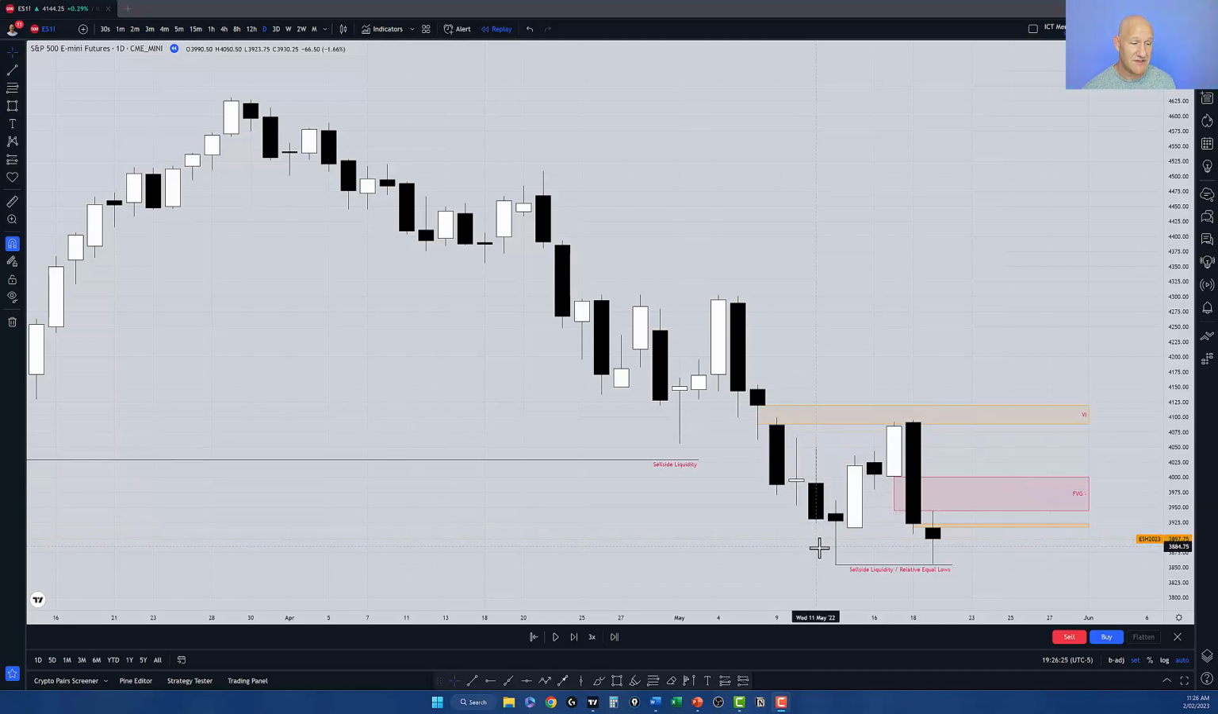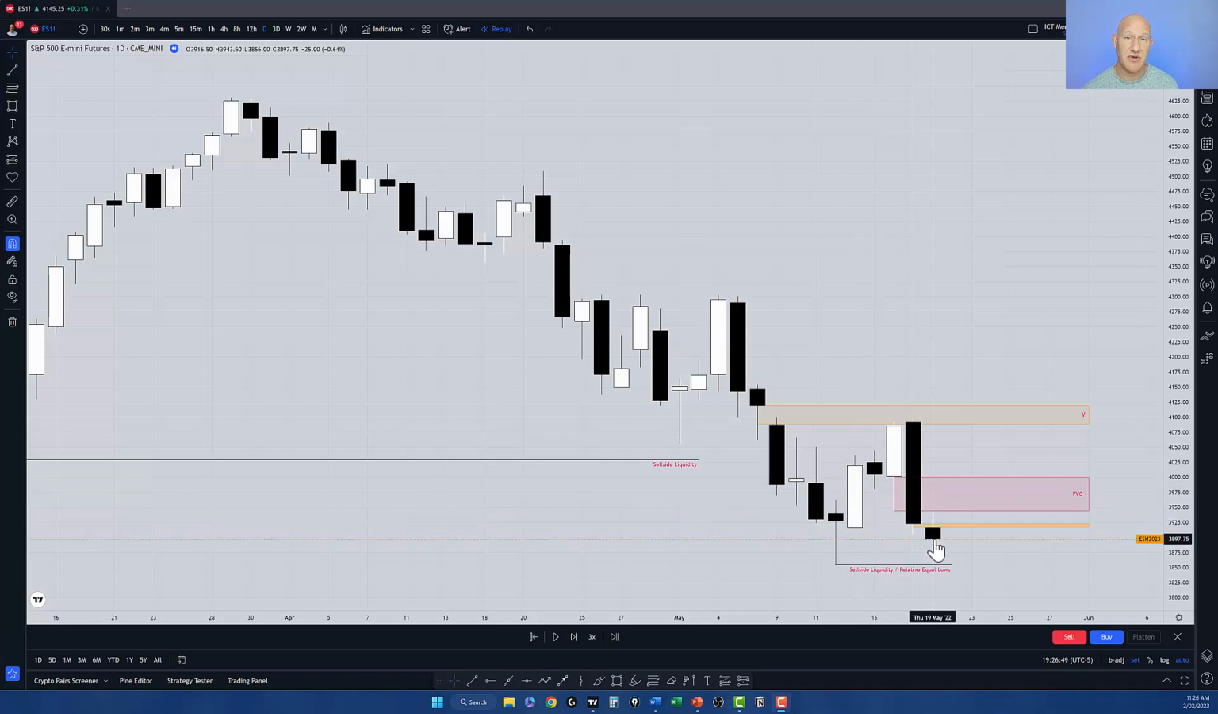After taking out that sell side liquidity, we started to seek that buy side liquidity. We took that out here with this candle, and then with this candle we then traded just up into that volume imbalance. You can see how we've reacted to that. We had this big outside day here, so we took out the lows of this candle, and then this candle.